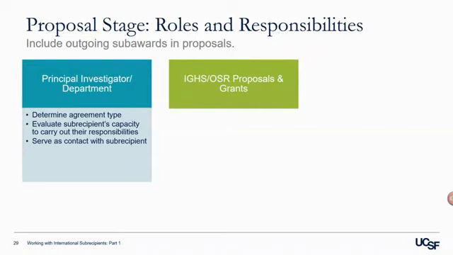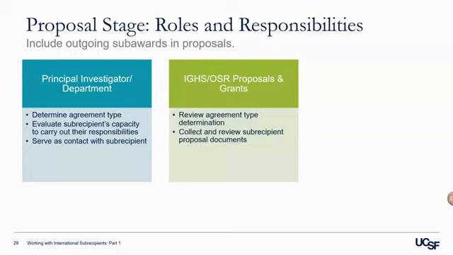IJHS, because we have many of you here today that also do a lot of this process, as well as OSR. So we have IJHS and some OSR people here today. And during the proposal stage, we're responsible for reviewing that agreement type determination. We want to make sure that it's compliant with UC policy, and with the other regulations and policies that we must be adhering to based on that funding.